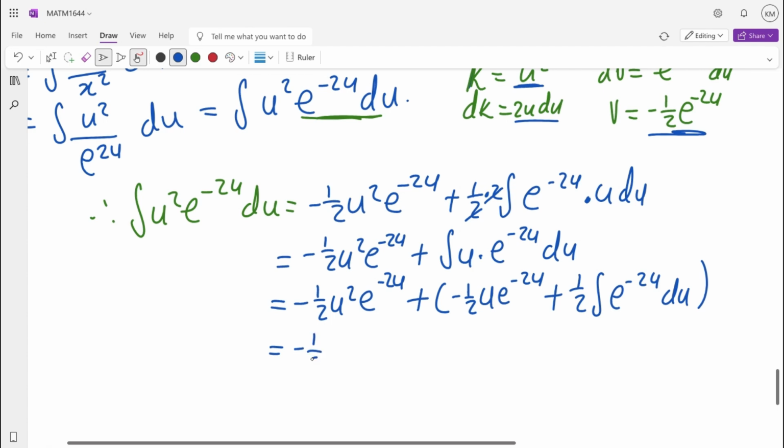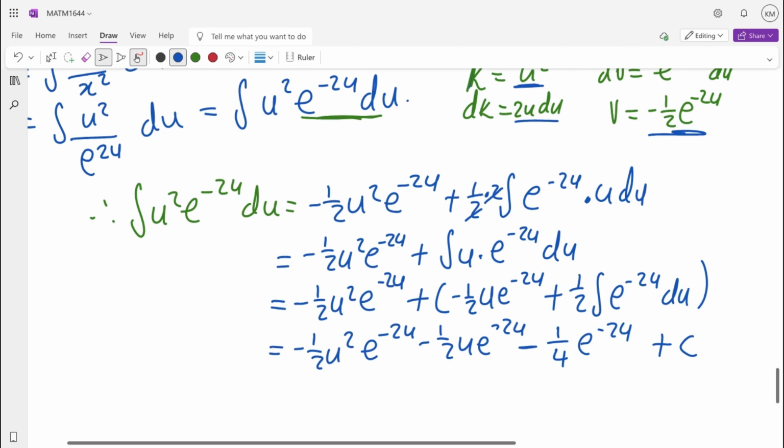Then this is equal to minus 1 over 2 u square e to the minus 2u, then minus 1 over 2 u e to the minus 2u. I'm writing this term. Now I'm finally on this one. This one will become minus 1 over 4. The integral of this will be minus 1 over 2 e to the minus 2u, multiplied with this half. It becomes minus 1 over 4 e to the minus 2u, then plus c. So we are almost at the final answer.